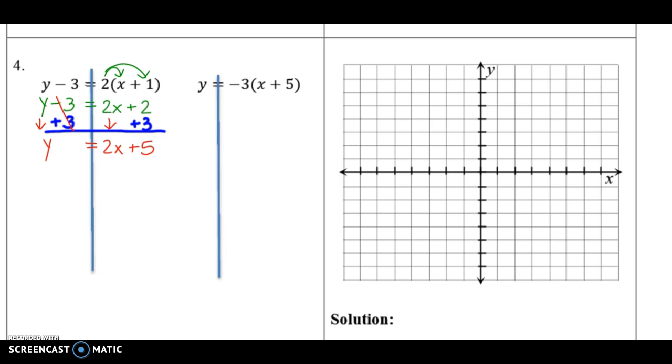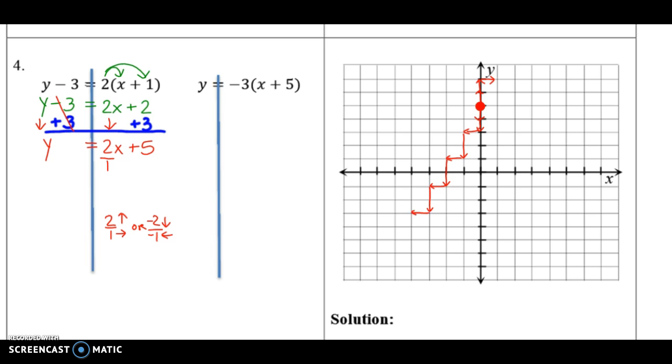The positive 5 tells me I start my line, it begins at positive 5, 5 up from the origin. Positive 2 is to be treated as 2 over 1, so I go up 2 and over 1, and notice I only have enough room for 1 point. So that means I can go in the opposite direction. So instead of up 2 and right 1, I can also use a double negative, which will land me on the same line, down 2 and left 1. If I follow that pattern, I will end up with the same line.